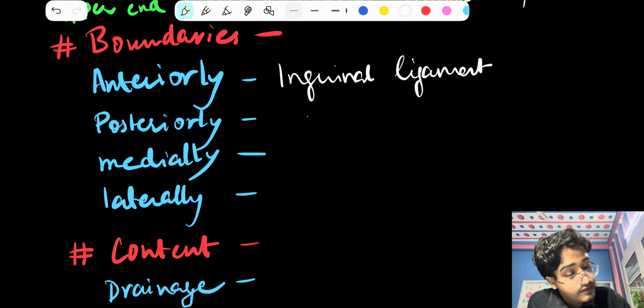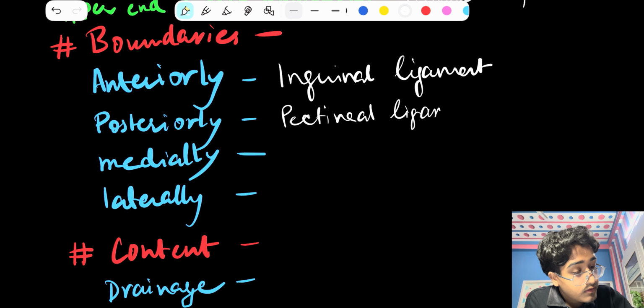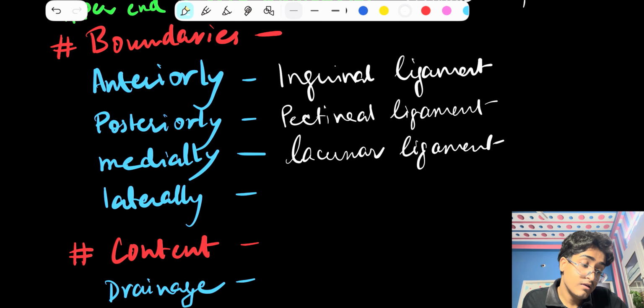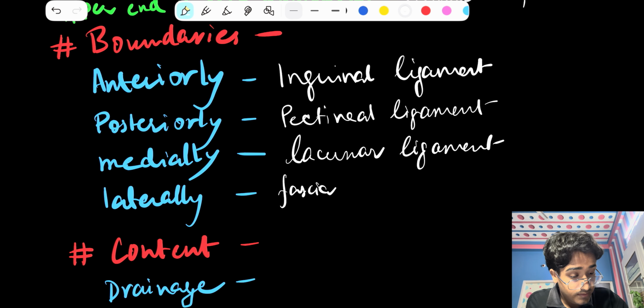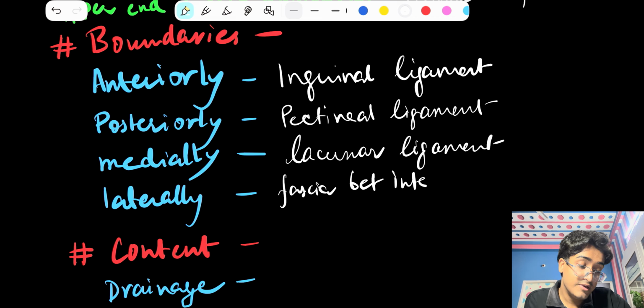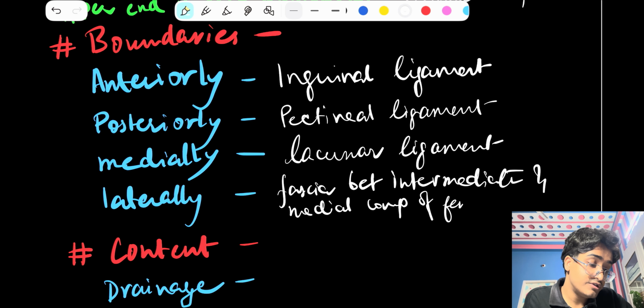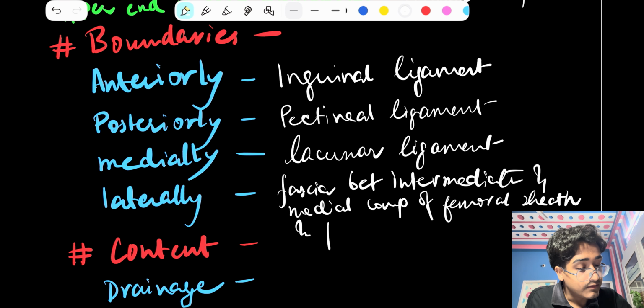Posterior boundary is formed by the pectineal ligament. Medial boundary is formed by the lacunar ligament. And lateral boundary is formed by the fascia between the intermediate and medial compartments of the femoral sheath, and the femoral vein as well.